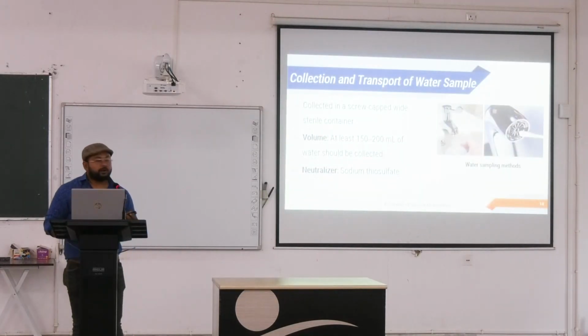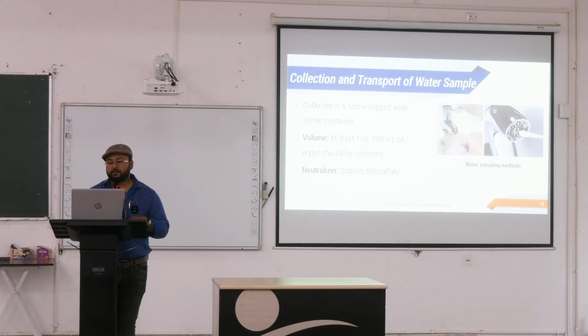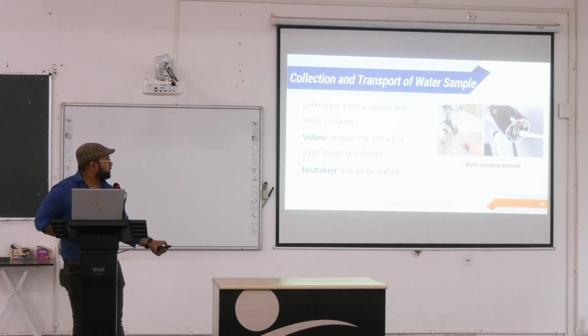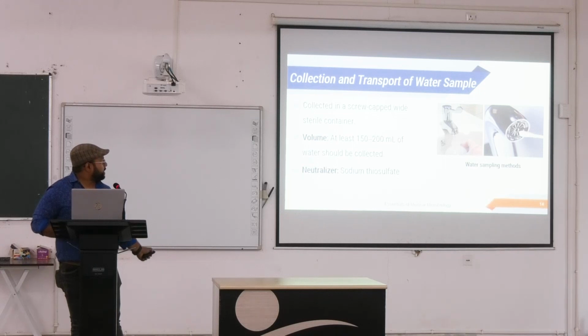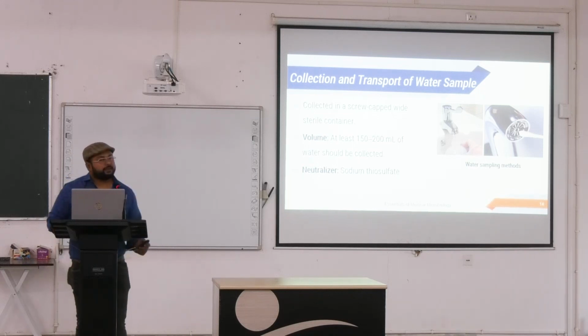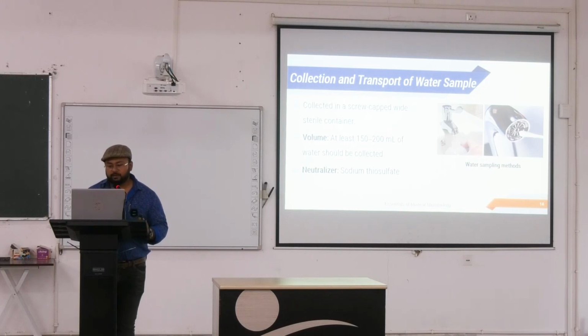How will we collect the water from the source? Like tap water, it is collected in a screw-capped wide sterile container. So, this is a screw-capped wide sterile container. You collect the water from the tap, and we can also use swab sticks to collect a swab from the periphery of the rim of the tap. At least 150 to 200 ml of water should be collected, and that must be neutralized by sodium thiosulfate.